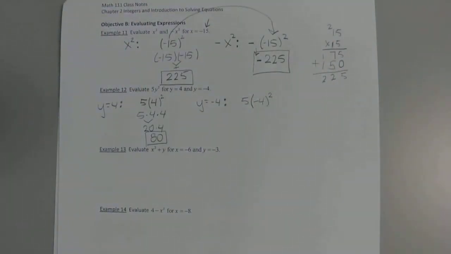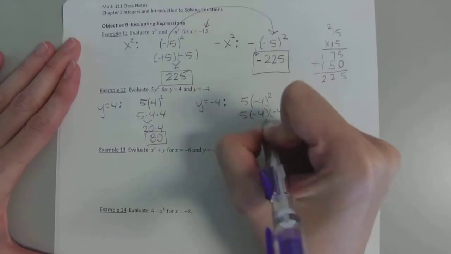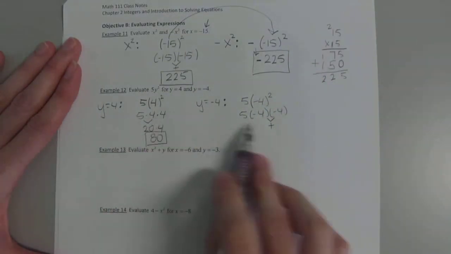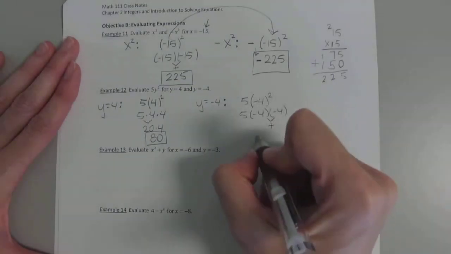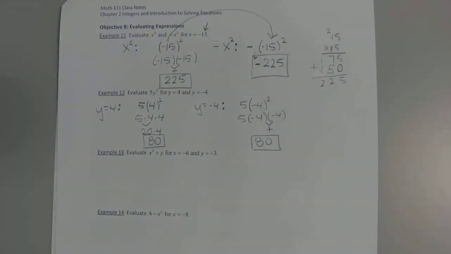But didn't we already talk about what a negative times a negative was? Positive, right? So this is really just 5 times negative 4 times negative 4, but we know that's positive. So it's the exact same numbers, but all positive. So guess what this answer is? Positive 80. I don't even have to do the math because I know that these will be positive. So 5 times 4 times 4, we just did over here, and we got 80.